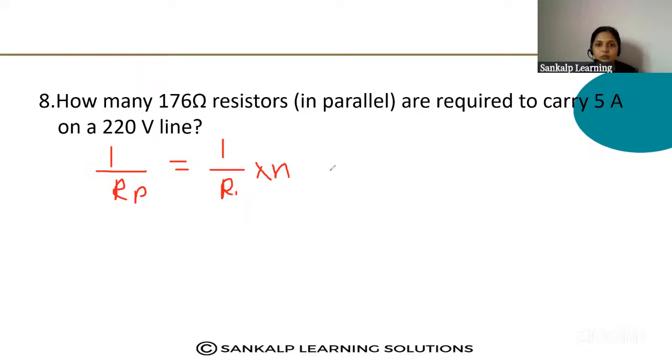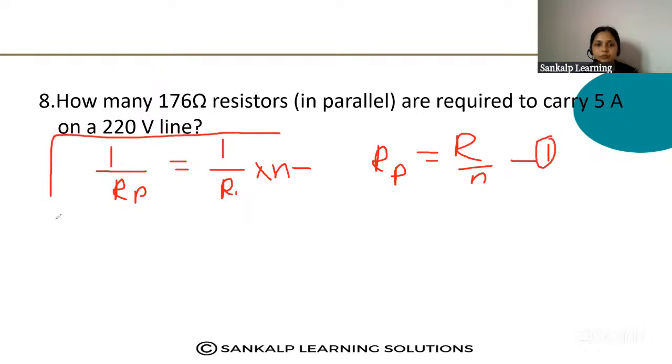Here, Rp is equal to, how can we write? Rp is equal to R by N. I hope you got this. I will take this as equation 1. So if you solve this, you will get Rp is equal to R by N.